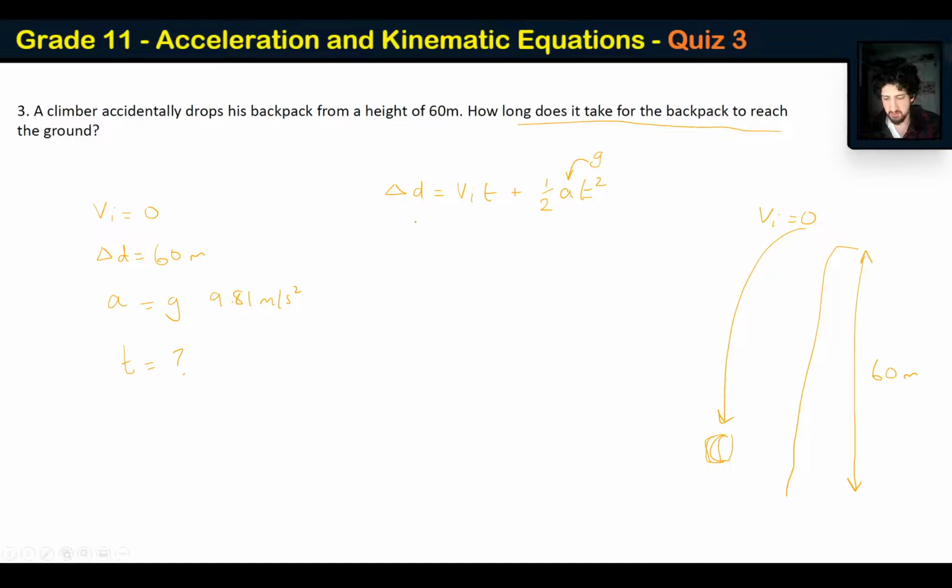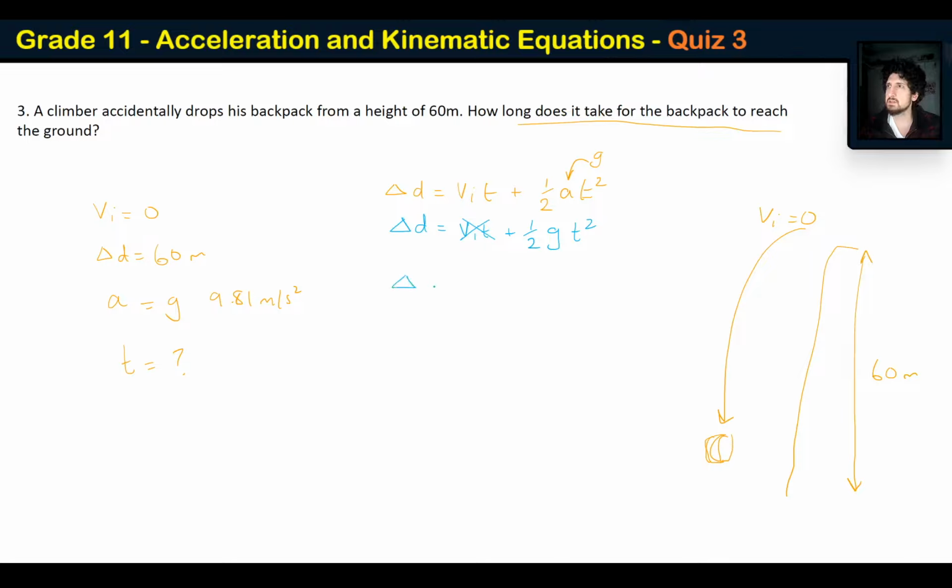So we can rewrite this as delta D is equivalent to VIT plus half GT squared. Now, let's have a look. If we look at this, what's VI? VI is equivalent to 0. So that whole thing can be cancelled out, because remember, 0 times anything is 0. So we can just cancel all of that.